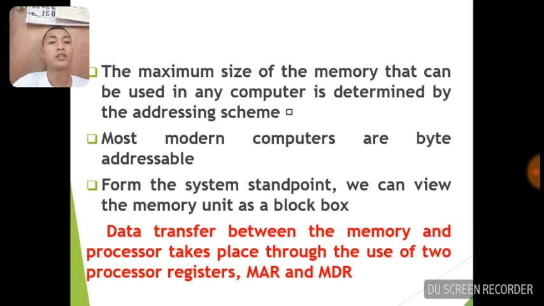The maximum size of the memory that can be used in any computer is determined by the addressing scheme. Most modern computers are byte addressable. From the system standpoint, we can view the memory unit as a black box. Data transfer between the memory and the processor takes place through the use of two processor registers, MAR and MDR.